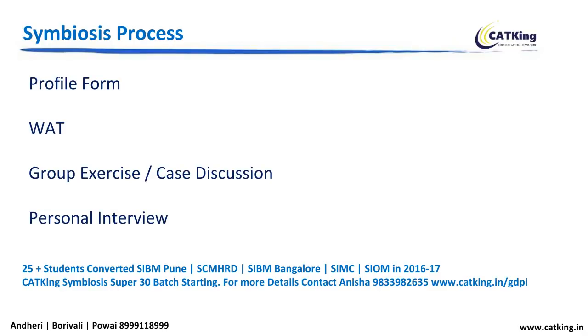So firstly, a quick understanding, how does the Symbiosis process look like? Based on the college of Symbiosis which you have applied to, the process will vary. Something which is common is that all of them have a profile form. Along with that, different colleges have a different process. Some have a WAT, which is nothing but a written ability test. Some have group exercise, some have a group discussion, some have a case discussion. Something which is going to be common for all is definitely one personal interview, which everybody is going to have. So that's what your entire process is going to be like, but it starts from your profile form.